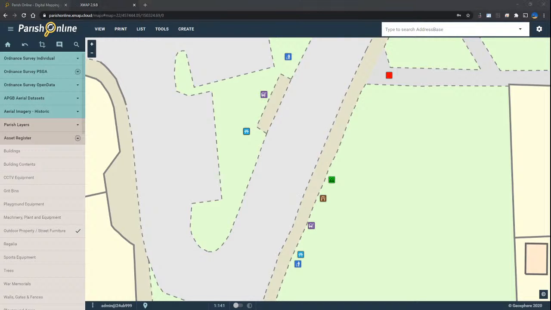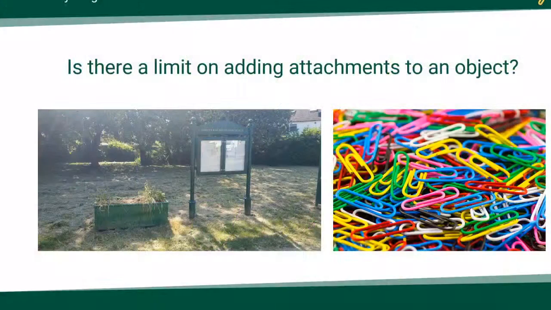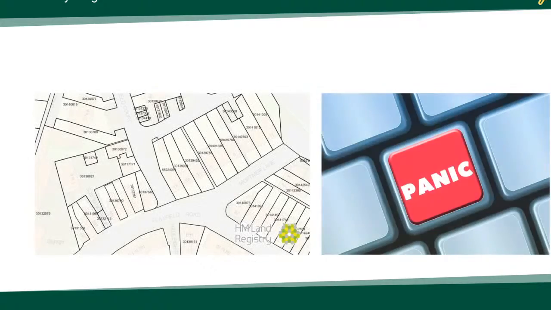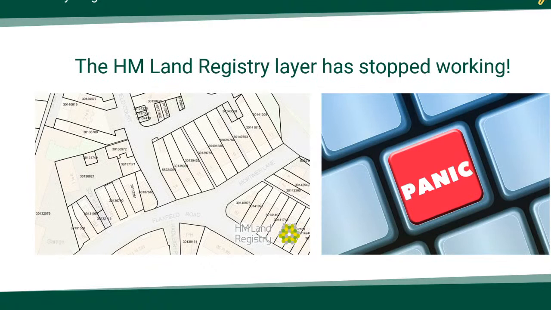Okay, let's switch back to our slides. And let's go to the next question. And it is, the HM Land Registry layer has stopped working. Okay, let's investigate. So the HM Land Registry layer is a freehold parcel of land. So as you can see from the screenshot here, it's representing the whole extent of a freehold property. So it won't be available for everything.